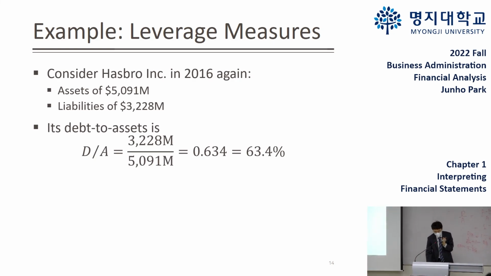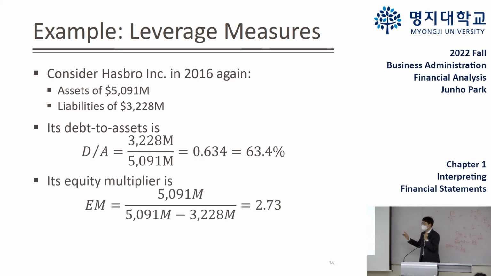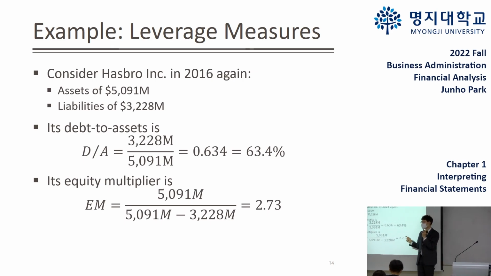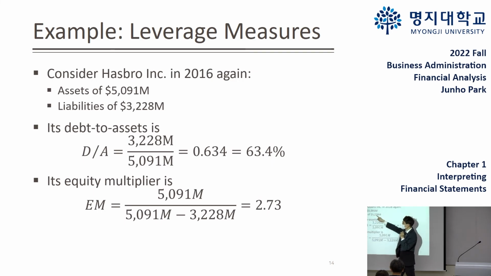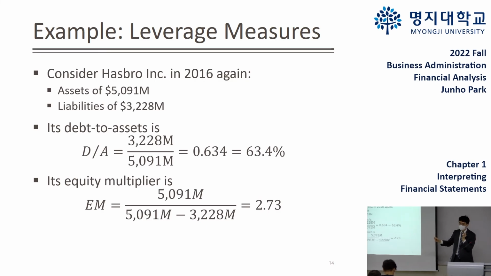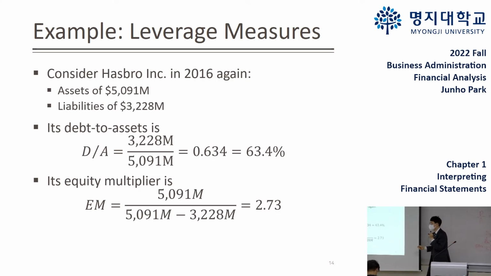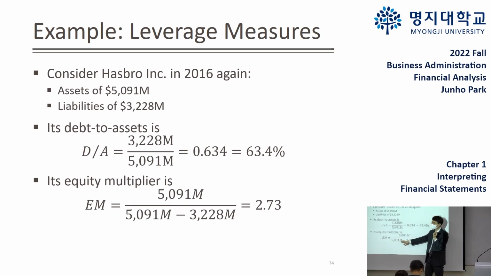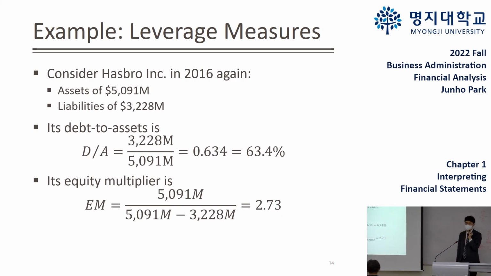So you get 63%. And then in the calculation of the equity multiplier, you need to have another step, which is obtaining the value of equity from these two pieces of information. So you go back to the fundamental accounting principle, and you calculate the equity as the difference between assets and liabilities, and then you use it as a denominator, and then you get your equity multiplier as 2.73.